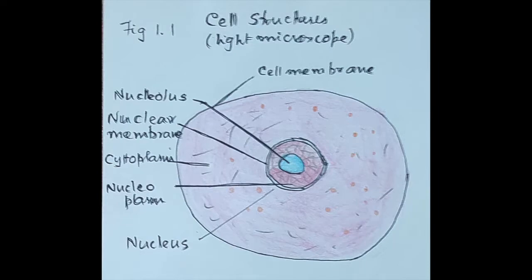This figure 1.1 shows the organization of the cell with its cell membrane, cytoplasm, and nucleus, with its nuclear membrane and nucleolus. This is as seen by light microscope.